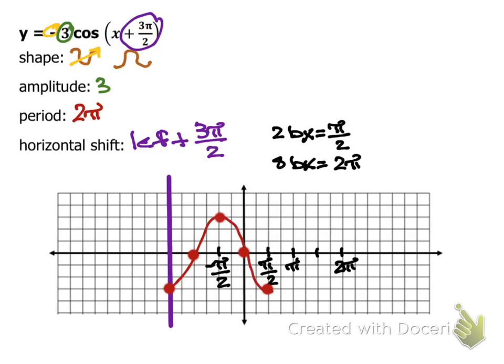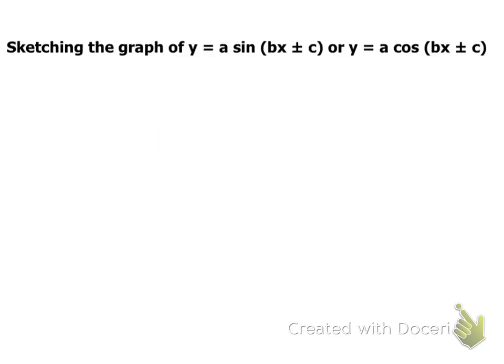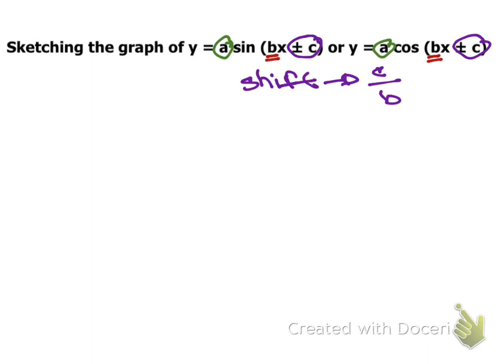Let's try again. Okay. Last situation, ladies and gentlemen, I think. Here, we're still going to have our A, which is going to impact our amplitude. We're still going to have the B, which is the period. But C is where things will be a little bit different. Now, this still is our horizontal shift, but the amount of our shift will be C over B.